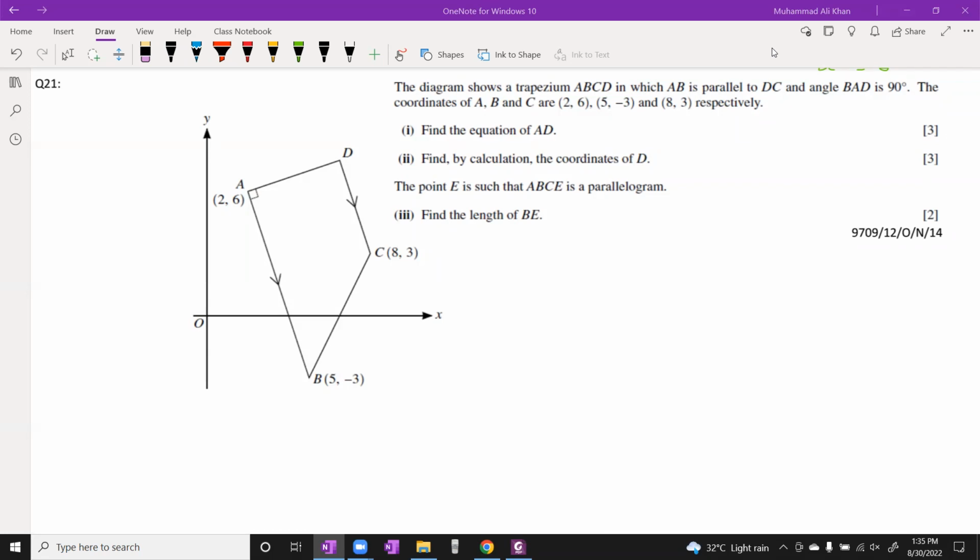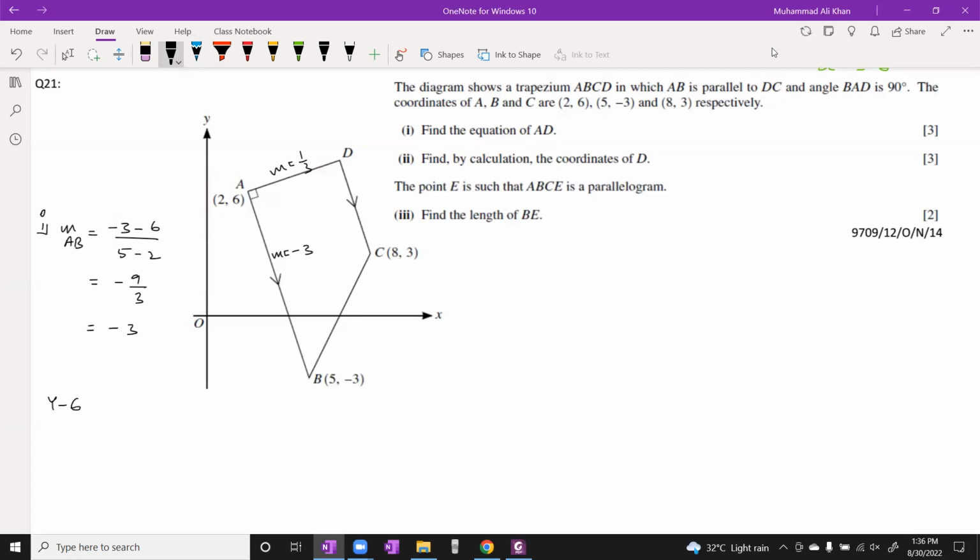But are we able to calculate the gradient of AB? In the first part, if I calculate the gradient of line AB, it will be y2 minus y1, which is 3 minus 6, divided by x2 minus x1, which is 5 minus 2. So it will be minus 9 over 3, and the gradient is minus 3. If its gradient is minus 3, then the gradient of AD will be 1/3. So use this gradient.